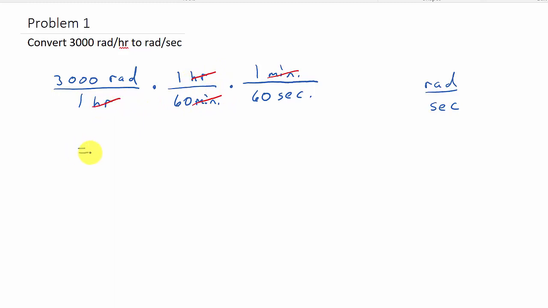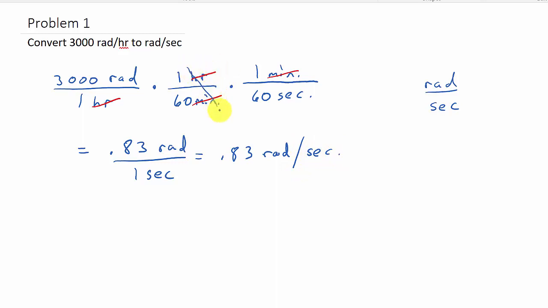That would leave us, we'll have to do 3,000 divided by 60 twice, and so that's going to give us 0.83 radians per second. And you can write it like we have it up here. That's 0.83 radians per second.